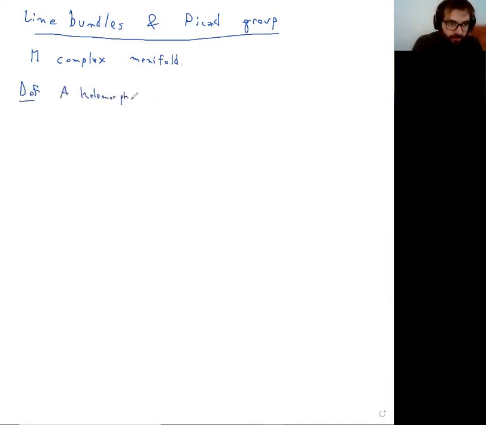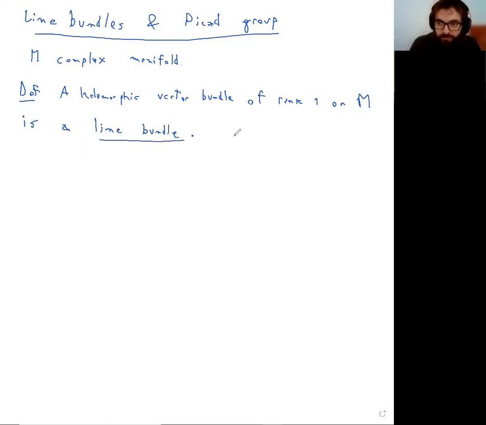A holomorphic vector bundle of rank one on M is a line bundle. We already said this, but we never wrote it down, so let's write it down. Line bundles are these rank one vector bundles. And the set of all such bundles over M, modulo equivalence, is the Picard group of M.